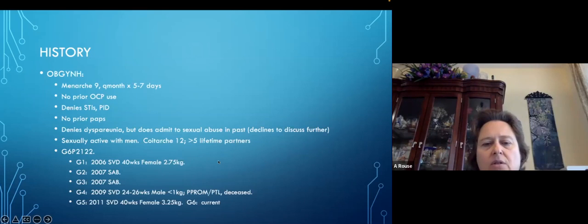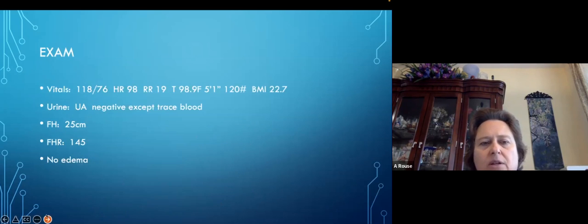Here's her OB history. So she had a vaginal delivery at home in 2006, a couple of miscarriages. Then she had a preterm delivery that passed away by the time she made it to the hospital locally. And then she had a term delivery. And then number 6 is the current pregnancy. And that's the only one that's been in the United States. So her vitals, not horribly exciting. BMI is 22. Urine's negative. You just see a little trace blood. Fundal height's a little increased because she was 21 and 5, but we don't have an ultrasound yet. Heart rate was present and you don't see any swelling.